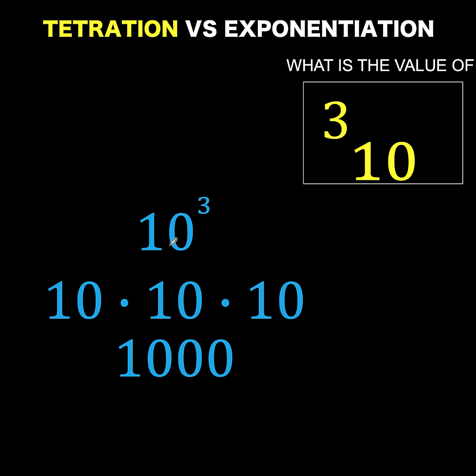Notice that when 10 is raised to any exponent, this exponent 3 corresponds to the number of zeros after 1 in the expanded form of 10 to the third.